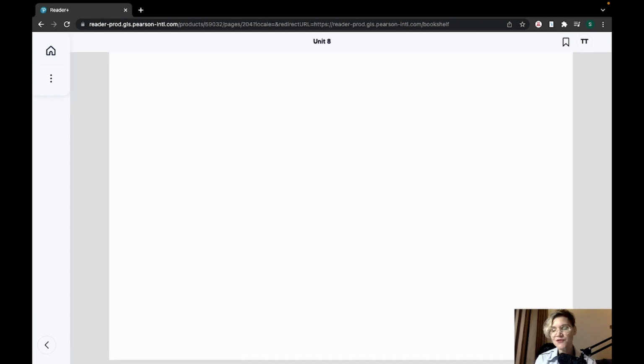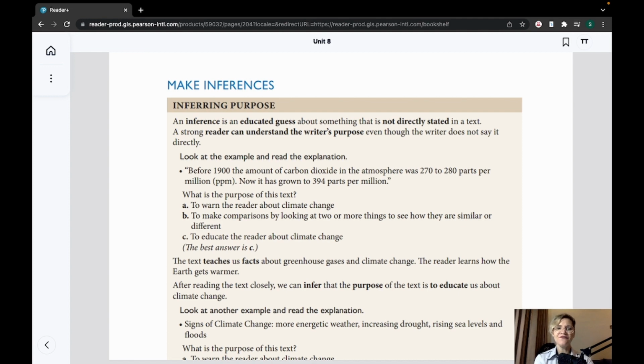Great, that brings us to making inferences, inferring purpose. An inference is an educated guess about something that is not directly stated in a text. You have to look at the facts and from there reach a conclusion.